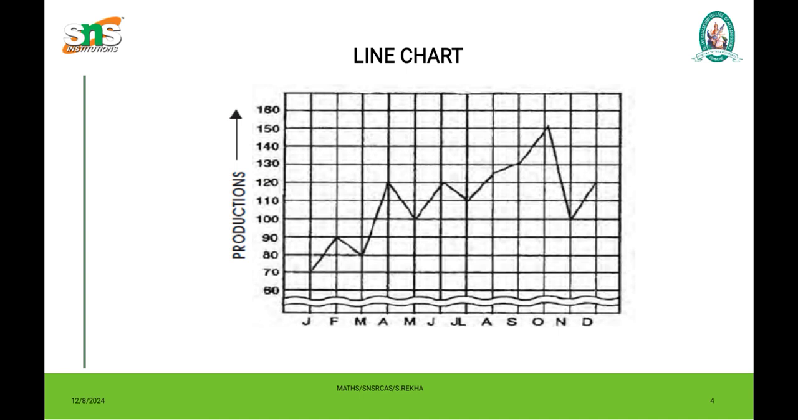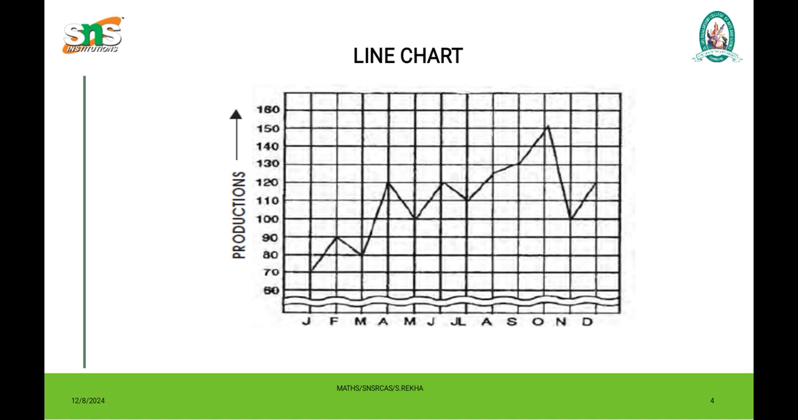Now we have to connect the points smoothly. Using a pencil you can easily connect them. Mark all the points and connect them from January to February, March, like that. You have to plot the points and also write the scale. Mention the scale of the y-axis, 1 centimeter equal to 10 units, clearly. Then you will get a neat line chart.